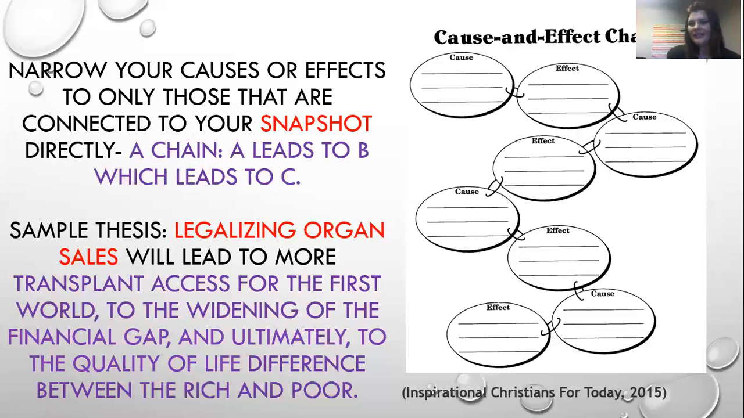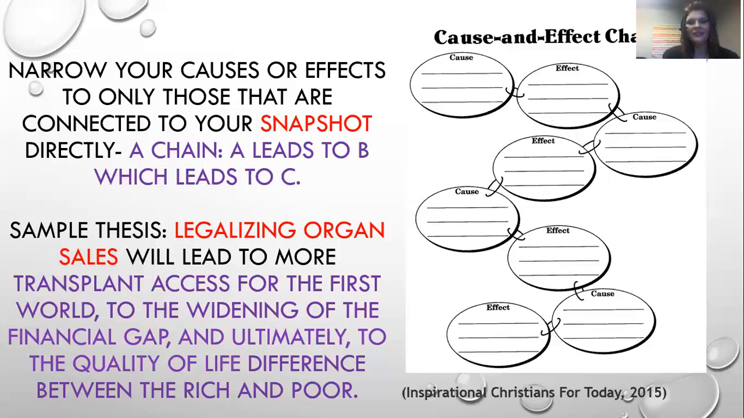As I read this, see if you can guess if most of the reasons for this snapshot are causes leading up to it or effects leading out from it, and whether or not this is a past, present, or future snapshot. Legalizing organ sales will lead to more transplant access for the first world, to the widening of the financial gap, and ultimately to the quality of life difference between the rich and poor.